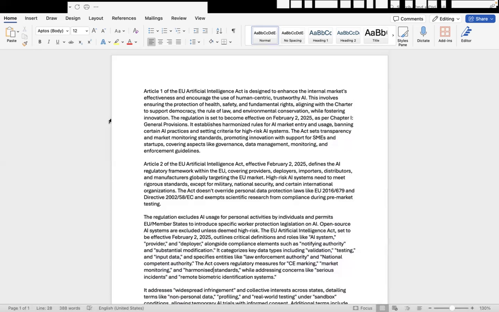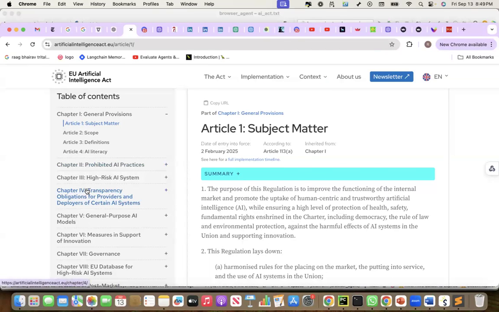I'm going to continue this for all the chapters. And although I read the entire thing in the morning, summarizing and reading it again will help me to actually create a long-term memory of the EU Act.